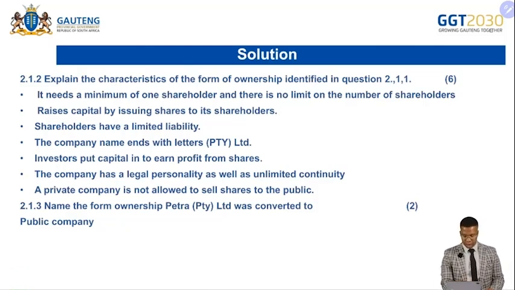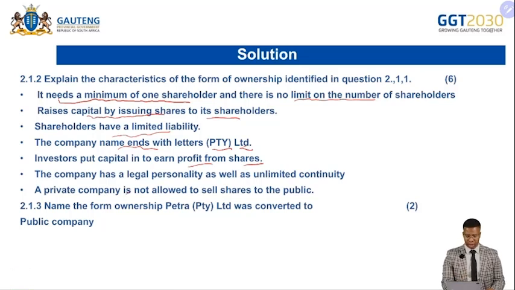It needs, what does it need? It needs a minimum of 1 shareholder, and there's no limit on the number of shareholders as well. It can raise capital by issuing shares to its shareholders, and shareholders have limited liability. The company name ends with Pty Ltd, and the investors put capital in to earn profits from shares in the form of dividends. The company has legal personality as well as unlimited continuity.